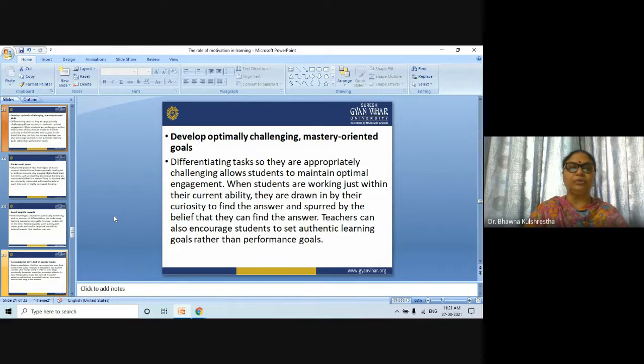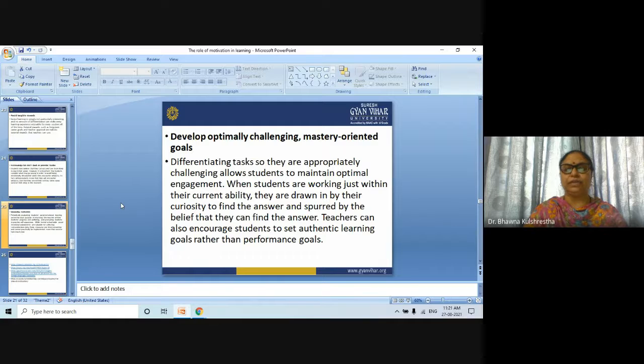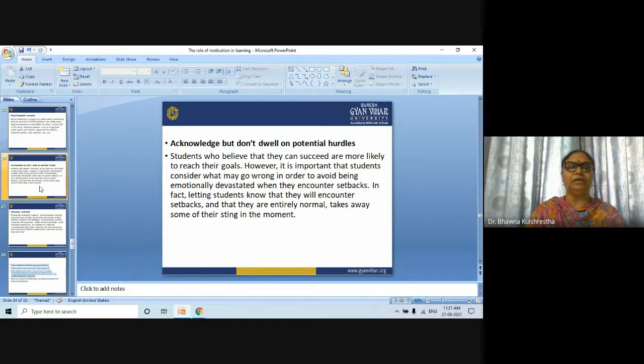Teachers can also encourage students to set mastery learning goals rather than performance goals. And acknowledge potential hurdles. Students who believe that they can succeed are more likely to reach their goals.